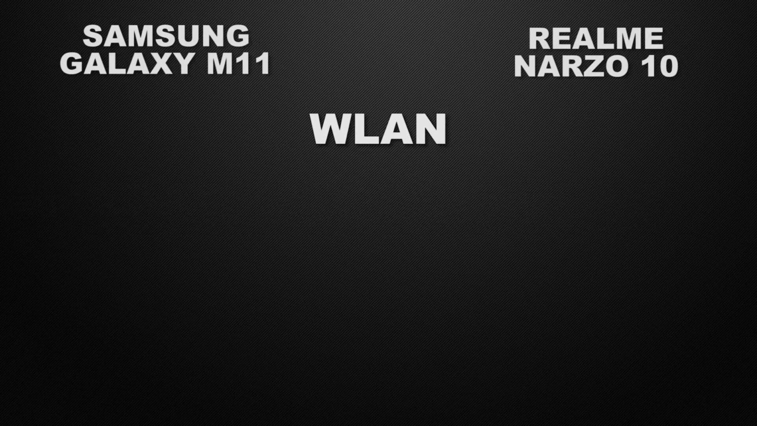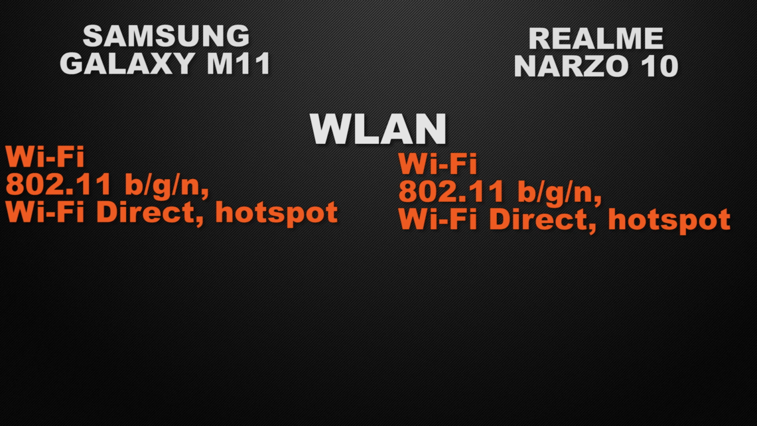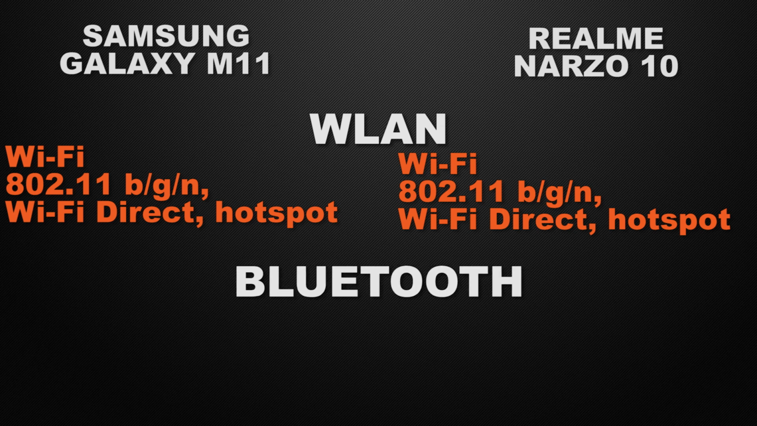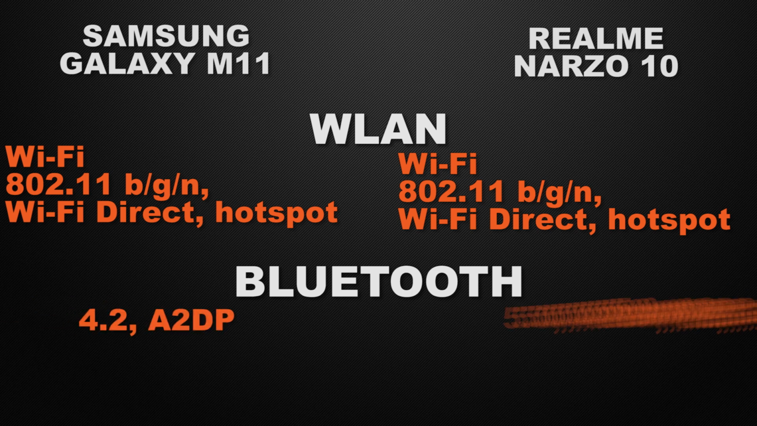Moving to the communication chips of the devices, let's start with the wireless LAN of the devices. Both of the devices have Wi-Fi, Wi-Fi Direct and hotspot, so it's a tie here. And about the Bluetooth of the devices, M11 has the 4.2 generation of Bluetooth and Narzo 10 has the 5th generation of Bluetooth because it has better connectivity.